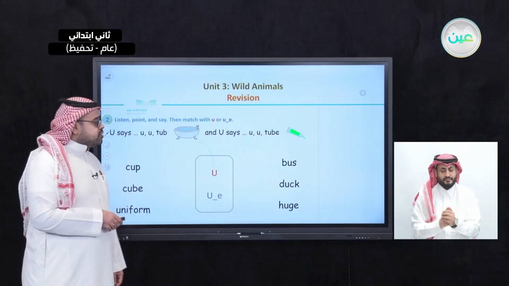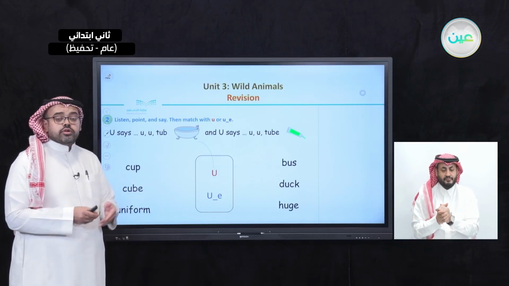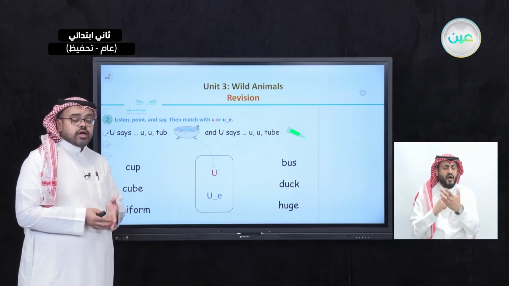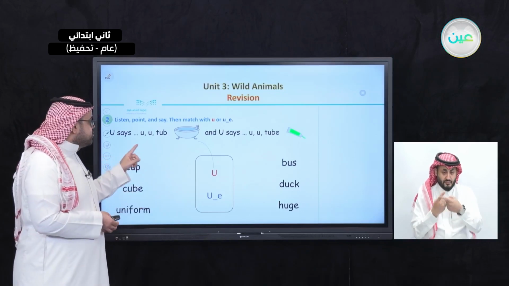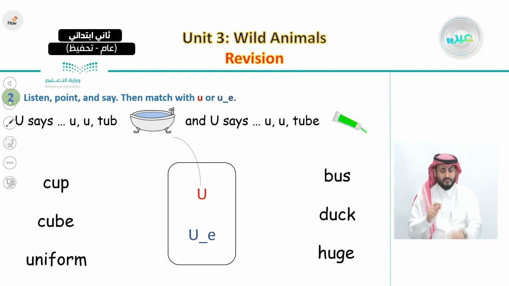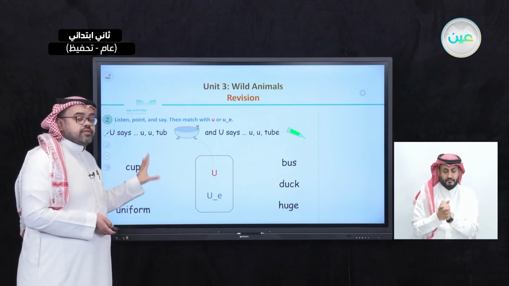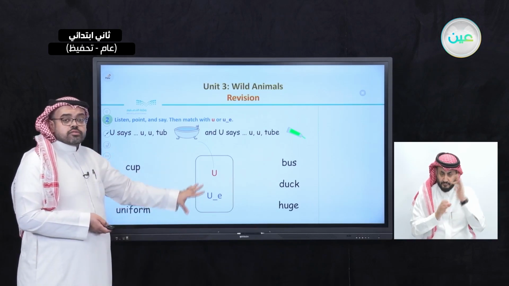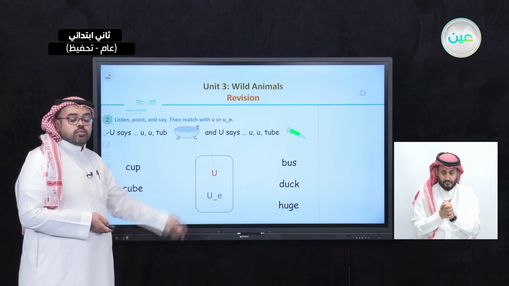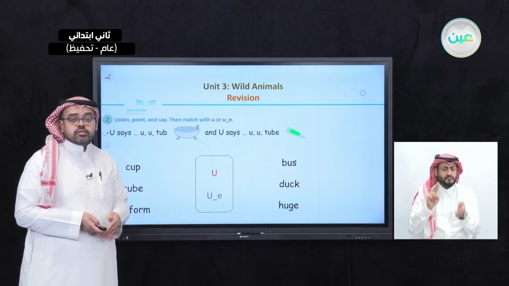In the phonics lesson, we learned how to pronounce words that have only one U, as in the word top, and also words that have U and E at the end, as in the word tube. After we listened to these words, we matched them with the appropriate sound.